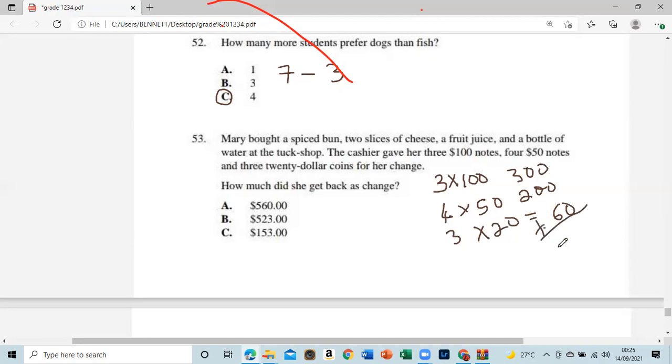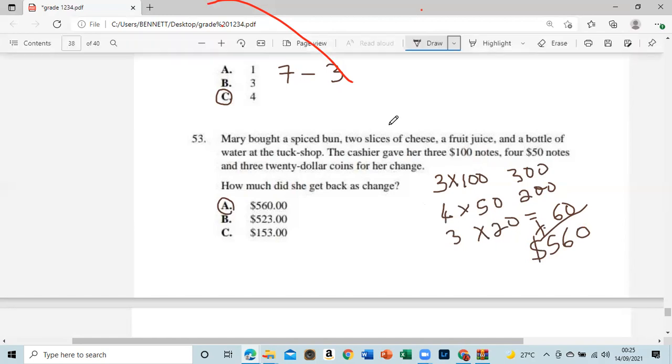And then we get 560. I don't like that particular question. You know, for some young kids, it's a big challenge because of all the words. You never need to tell them this. A bun and 2 slices of cheese. And I don't think that was necessary to tell them.